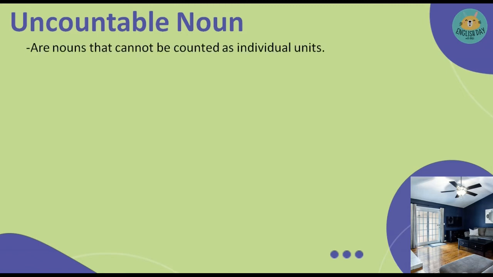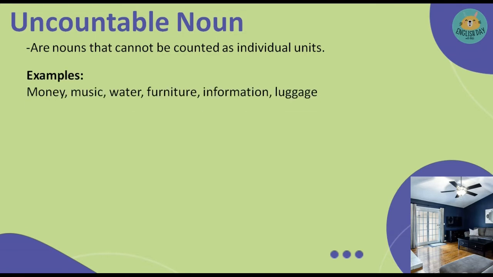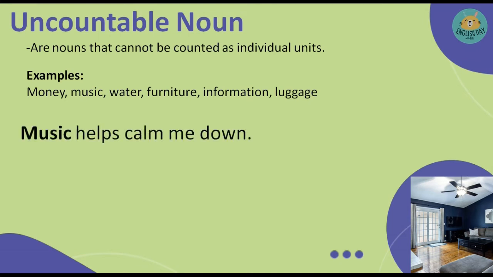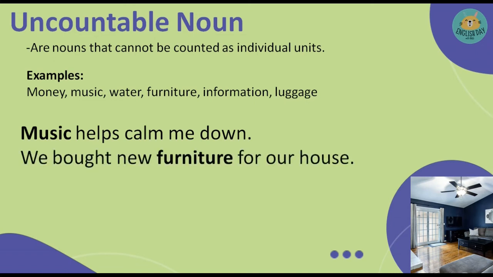So uncountable nouns are nouns that cannot be counted as individual units. It's the exact opposite of our countable noun. Let's have some examples. Money, music, water, furniture, information, and luggage. Music helps calm me down. We bought new furniture for our house. The luggage looks heavy.